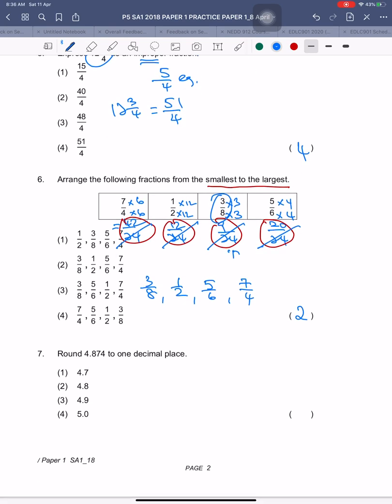Okay, question number 7. Round off 4.874 to 1 decimal place. So let me just write out first. 1 decimal place is this. In order to see whether to round up or down, you have to look at the number on the second decimal place. So it's a 7. So 7 suggests that you need to round up. So round up to 4.9. So answer is number 3.